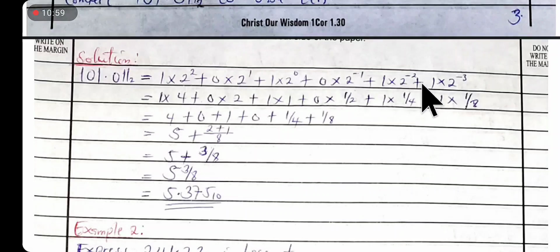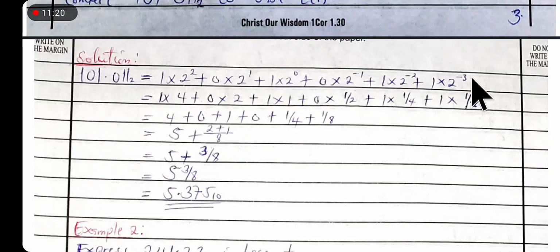2 raised to power minus 2 means 1 over 2 raised to power 2, and 2 raised to power 2 is 4. So minus means 1 over. Okay, 1 over. All right. Then 2 raised to power 2 is 4, plus this one done.